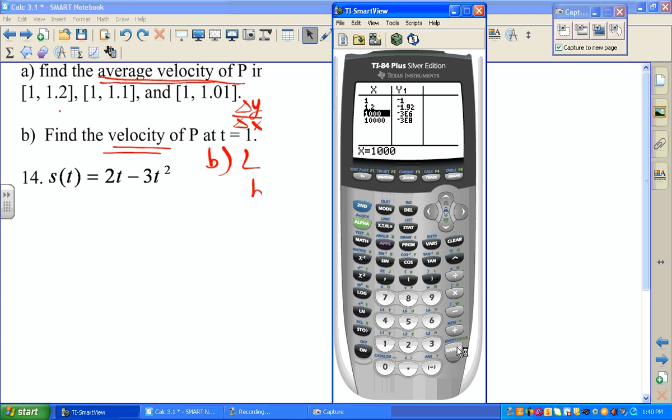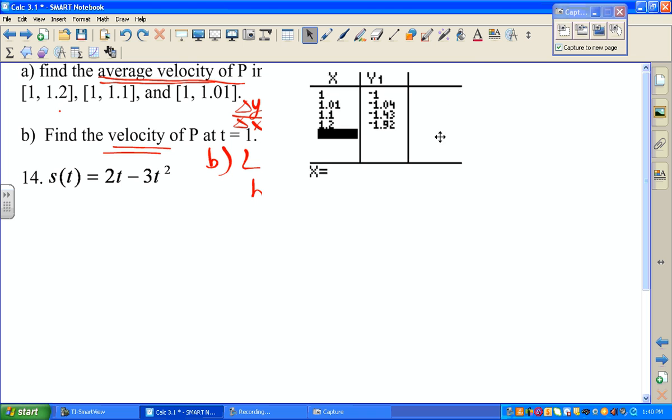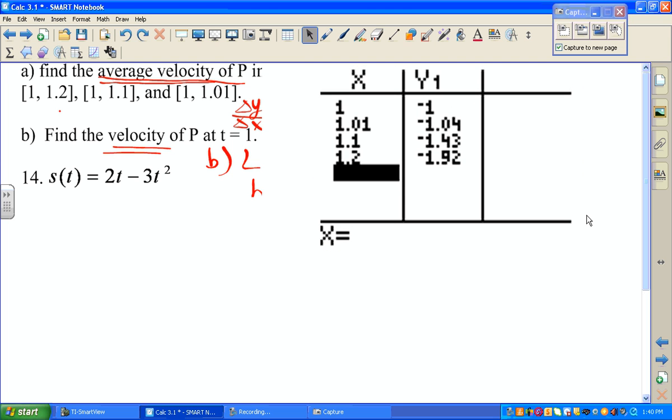1.2. Actually, check that one. We'll go in order: 1, 1.01, 1.1, and 1.2. Okay? Make sure you have your equation of y equals. Anybody else get those equations? All right?